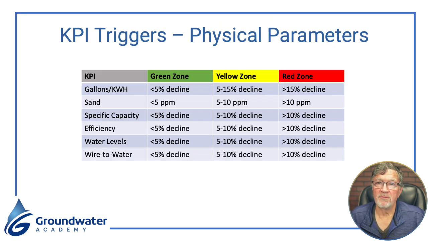And finally, we have our physical parameters. We're more looking at these in terms of decline, except for sand production. And so percentage decline. So take the gallons per kilowatt hour: less than 5%, you're in the green; 5 to 15%, you're in the yellow; and greater than 15% decline means you have some substantial plugging going on. So you're in the red zone there.